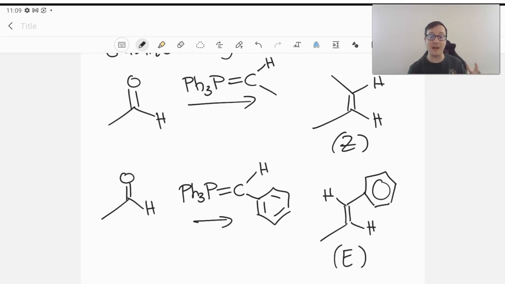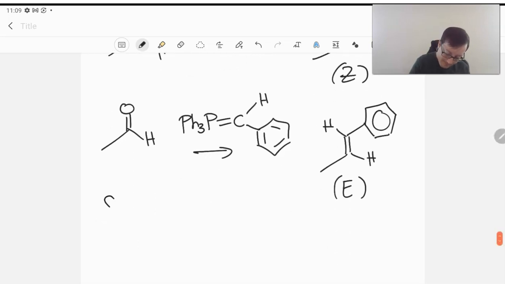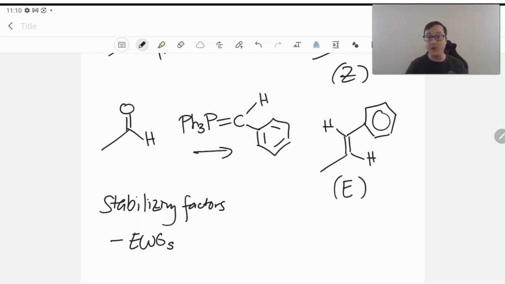So with this, we're going to end up having preferences for one or the other depending on how we stabilize our reagent. And so the stabilizing factors are electron withdrawing groups, so nitros, ketones, esters, anything that's got an electron withdrawing component. So all of our strong deactivators and moderate deactivators from EAS would work here. Or we have aromatic rings. Just somewhere that the negative charge can resonate to.